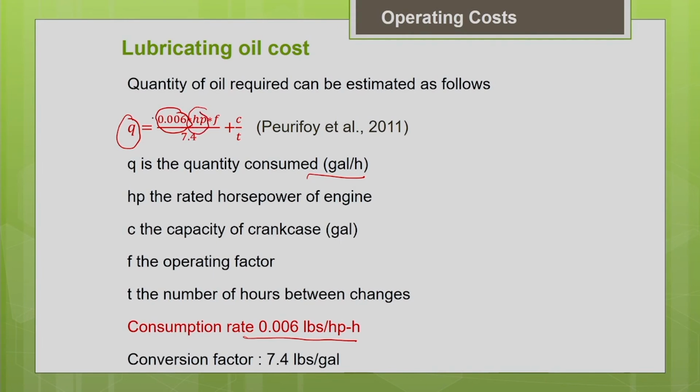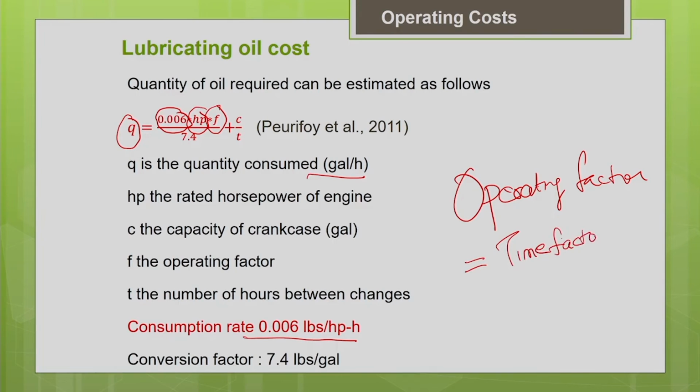Depending upon the horsepower of your engine, you have to multiply this 0.006 by the horsepower of the engine accordingly. Similarly, depending upon your operating factor, which I discussed already, the operating factor is nothing but your time factor multiplied by load factor. How long is your machine going to operate in 1 hour, what is the working efficiency? That is your time factor.